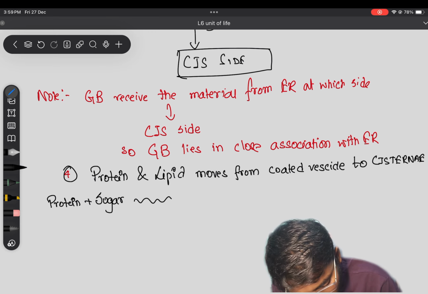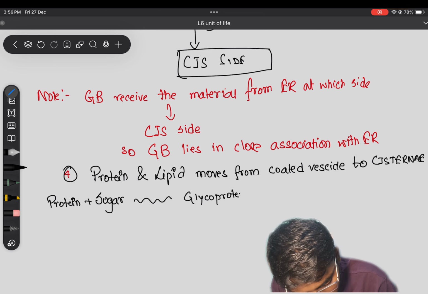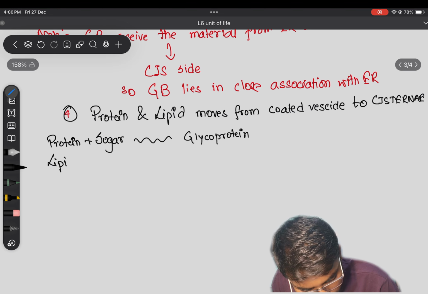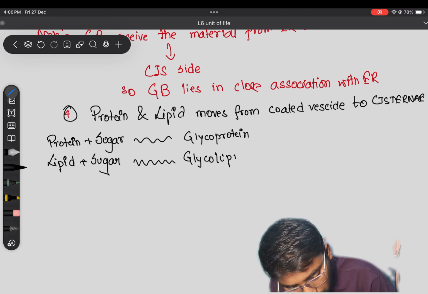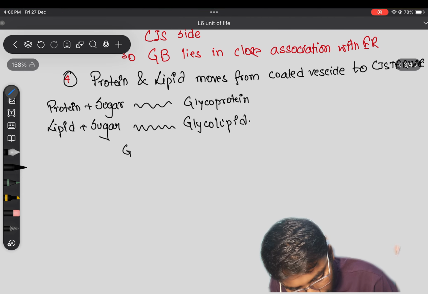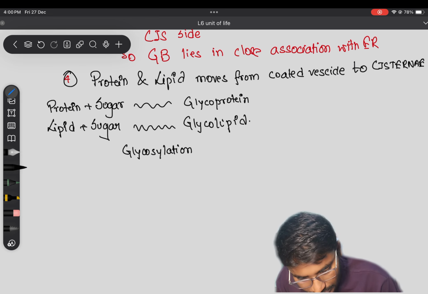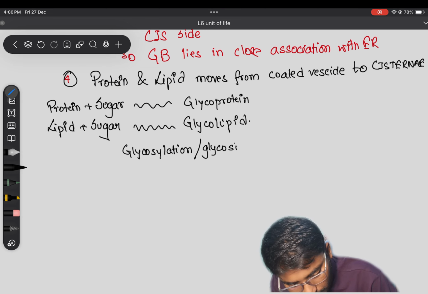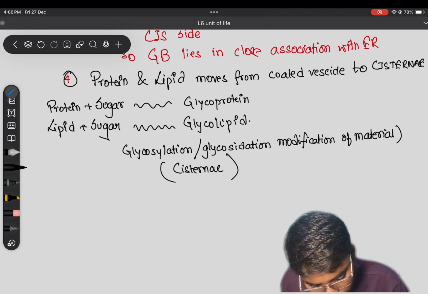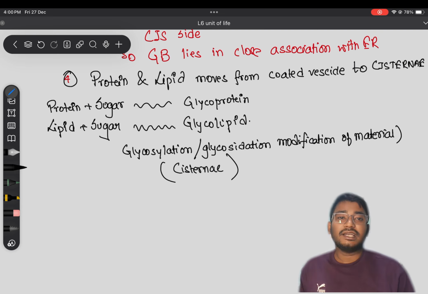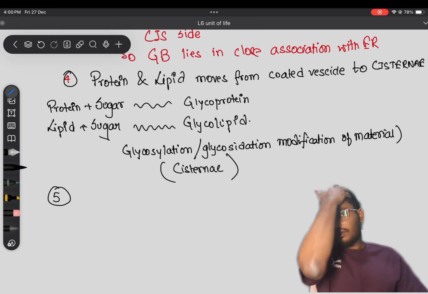Okay, protein plus sugar, glycoprotein, lipid plus sugar, glycolipid, glycosylation, glycosidation, modification of material. In the cisternae, this material gets modified, so in the cisternae all this material is also modified.